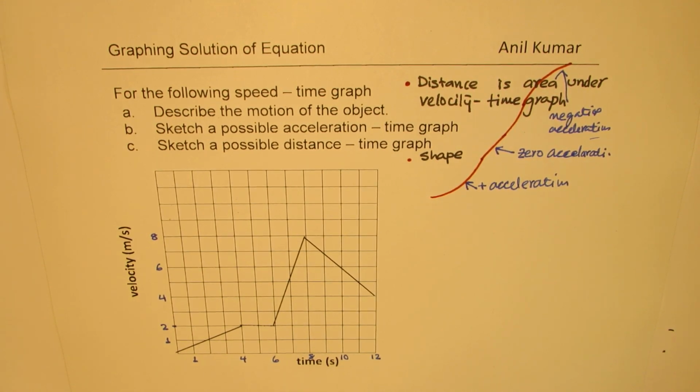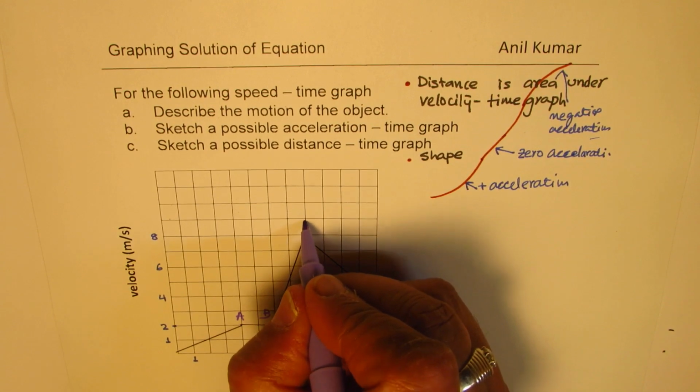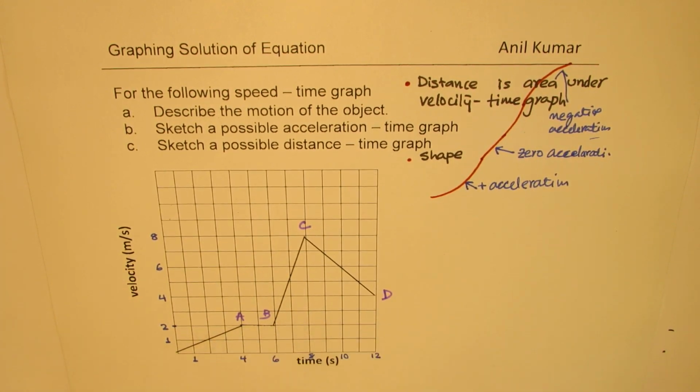We'll try to figure out the values of distance covered at different critical points. So that is a critical point. Then again, we have a critical point at time 6 seconds, then at 8 seconds, and then at 12 seconds. Let's call them A, B, C, D. We are starting with the initial point. We'll assume this to be 0.